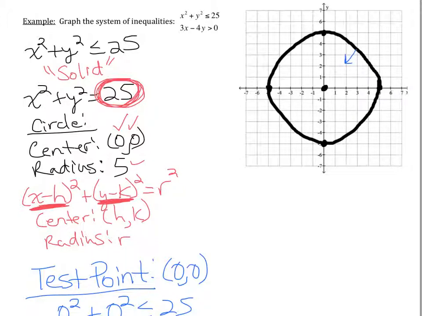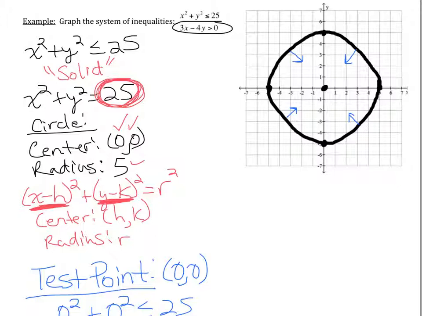Now what I'm going to do here, if you notice, I put an arrow there just to remind myself that I'm going to shade inside of this circle instead of shading outside of the circle. And I don't want to shade right now because I have to do this other inequality as well, which we hadn't even talked about yet. If I start to shade right now, my graph is going to get a little too messy, so that's why I'm going to use these arrows here. That's just reminding me I'm going to shade inside of that circle there.